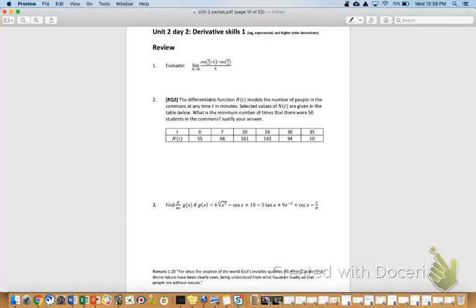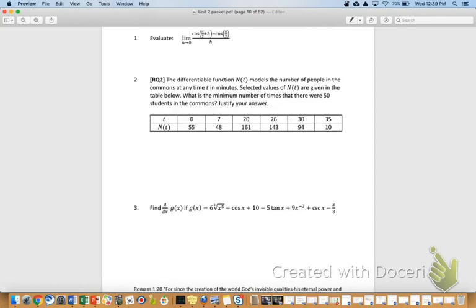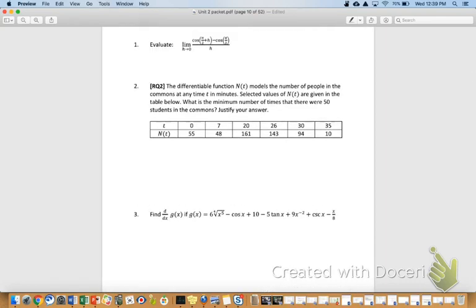So yeah, number one is a limit. Obviously, number two, it's got a table there asking you for the minimum number of times there were 50 students in the commons. And as you can tell, number three is a do you know how to find a derivative? Lots of different forms of things. We'll see how that goes.